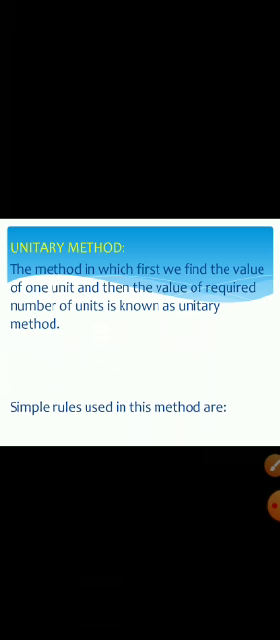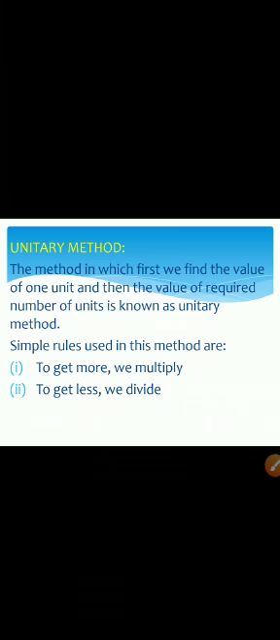Now, the unitary method, as we have already studied. In the unitary method, we find the value of one unit and then find the value of the required number of units. Means first we have to find the value or cost of one thing, and then if we have to find more, we multiply. So the simple rules used in this method are: to get more we multiply, and to get less we divide. Thank you. I hope till here you understood.